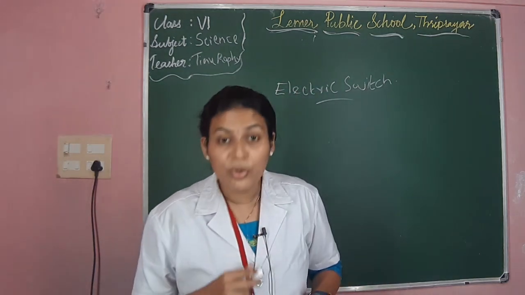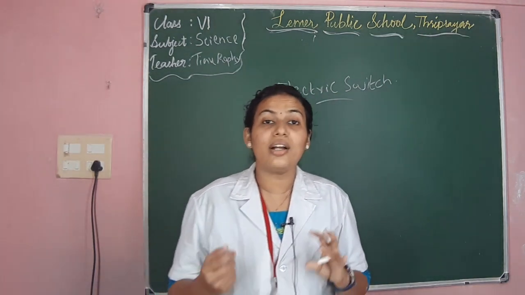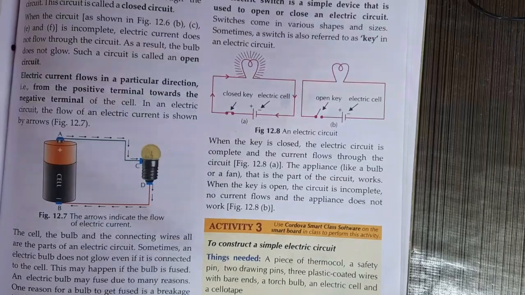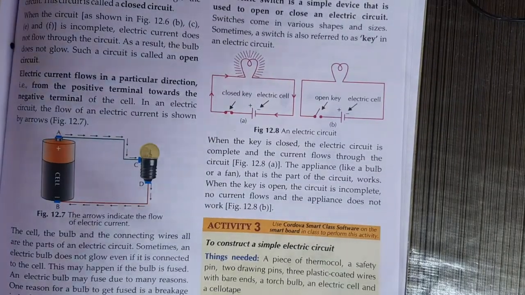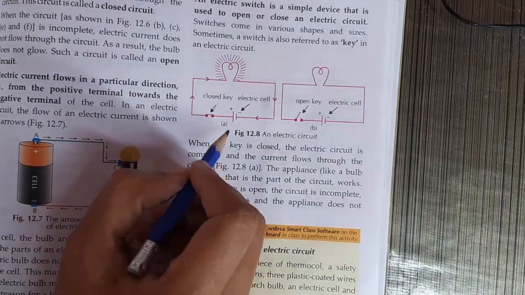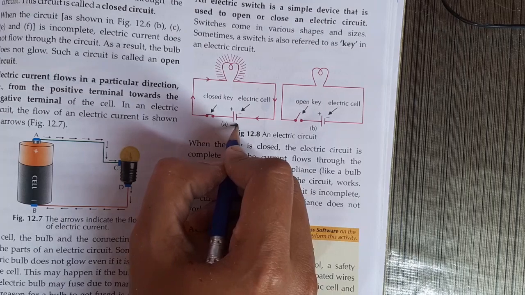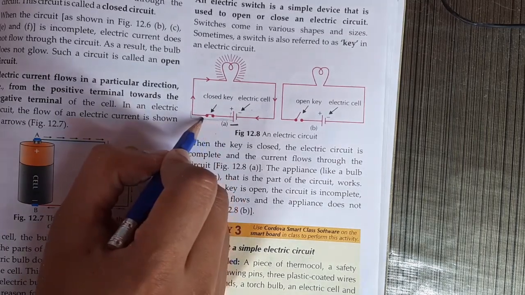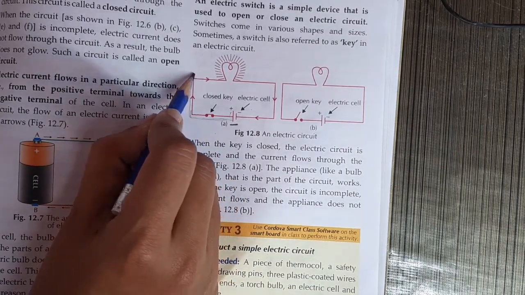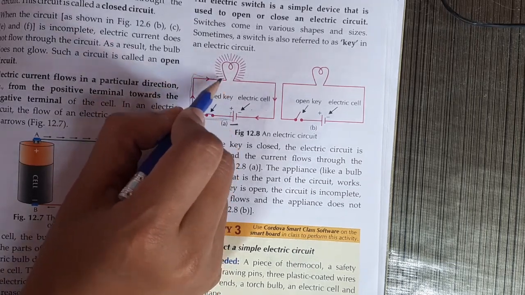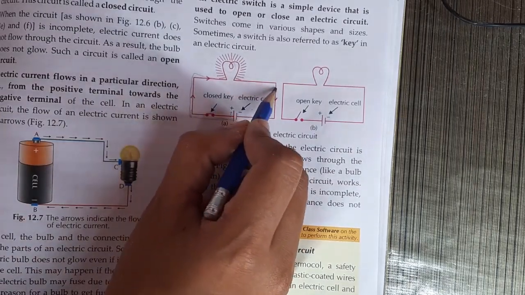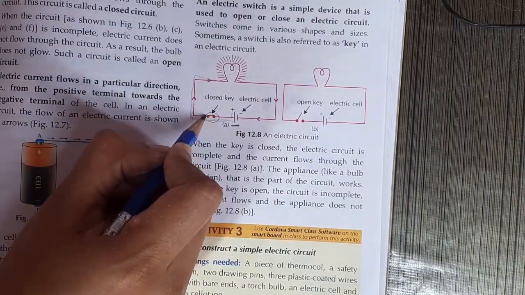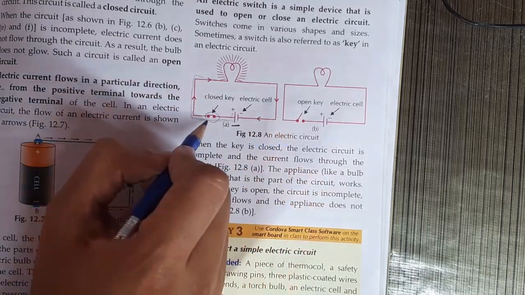So dear children, in your textbook figure 12.8 shows a closed key and an open key. We will examine that now. This is a simple representation of an electric switch. Here you can see a circuit. This is the representation of an electric cell. Electric current passes from the positive terminal, and here this is a representation of a bulb. Here the bulb glows and the electricity passes back to the negative terminal. Here you can see a switch, and here we are placing a switch.